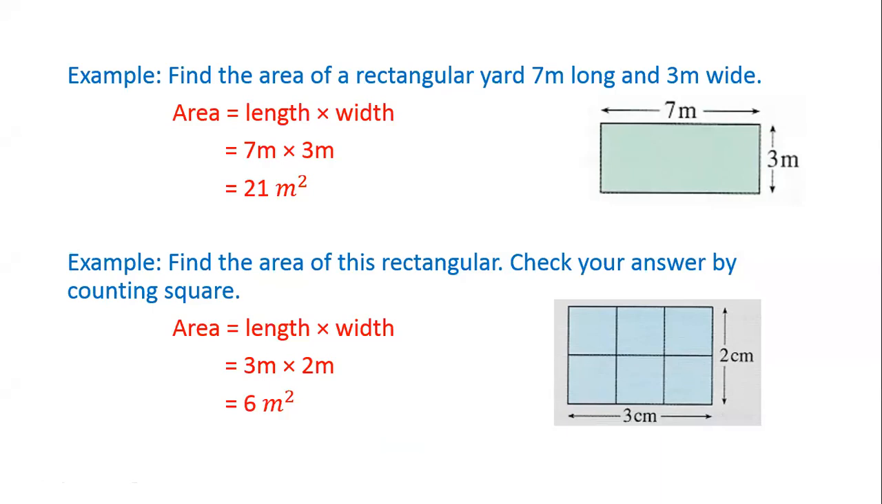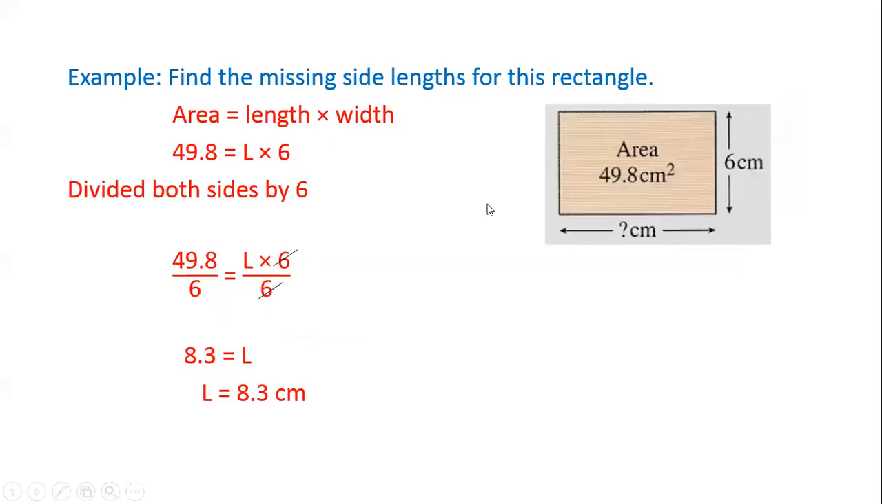Area equals length times width. Area equals 3 m times 2 m, equals 6 meter square. And to check, we count the squares in the rectangle. It will be 6 squares, as you see here, because we said before area is the measurement of surface. You are measuring the surface. Okay, I think it's very easy and very clear.